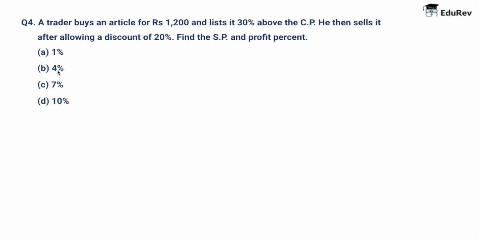The question number 4 states that a trader buys an article for rupees 1200 and lists it 30% above the cost price. He then sells it after allowing a discount of 20%. Find the selling price and the profit percent. Now let the CP of the article be rupees 100. Okay, we are assuming this. And the list price of the article is 30% above the CP. So the list price of the article is going to be 130 rupees. Correct.